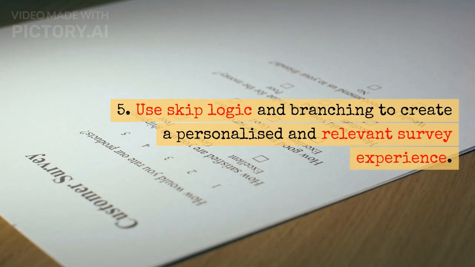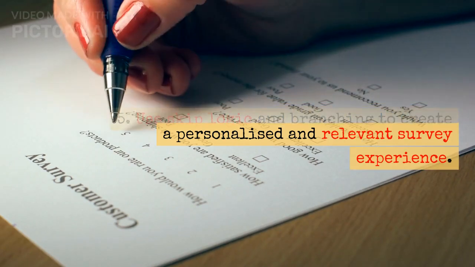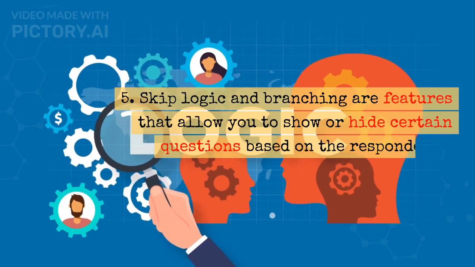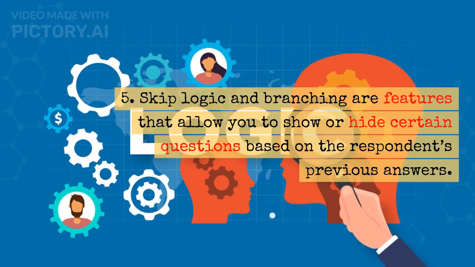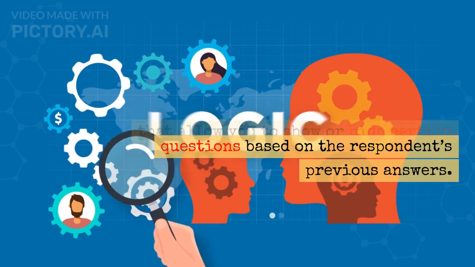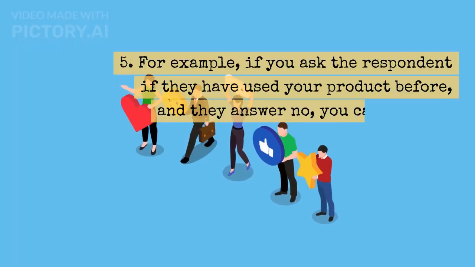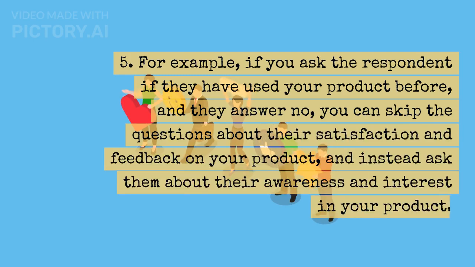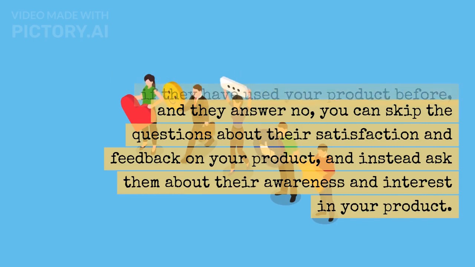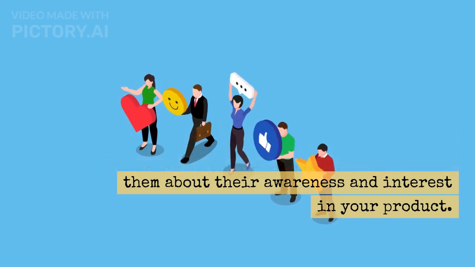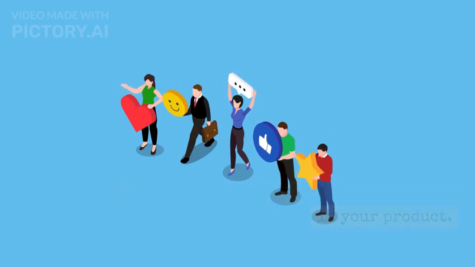5. Use skip logic and branching to create a personalized and relevant survey experience. Skip logic and branching are features that allow you to show or hide certain questions based on the respondent's previous answers. For example, if you ask the respondent if they have used your product before, and they answer no, you can skip the questions about their satisfaction and feedback on your product, and instead ask them about their awareness and interest in your product.